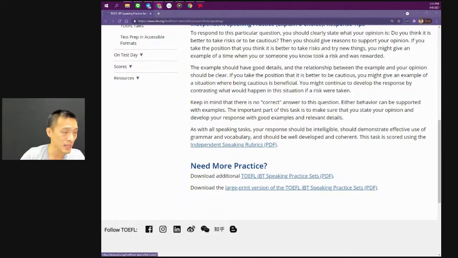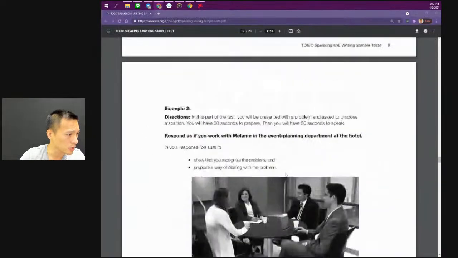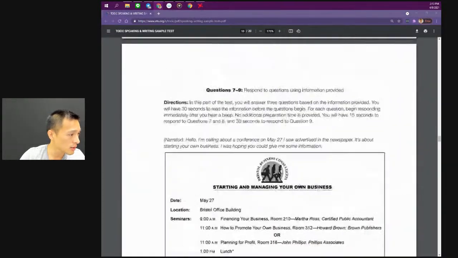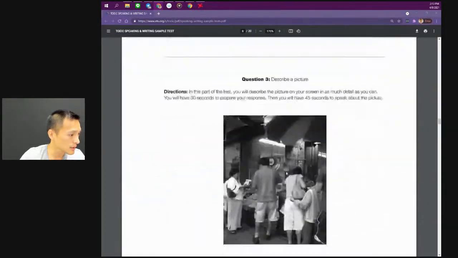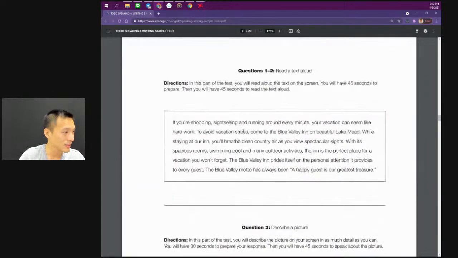Because TOEFL and TOEIC are the same. Another kind of question I want to touch on, and this one gives students a lot of trouble as well, is describe a picture, right? Describe a picture. So the directions say, in this part of the test. Oh wait, hold on. Let me do this one first. Read a text aloud, right?